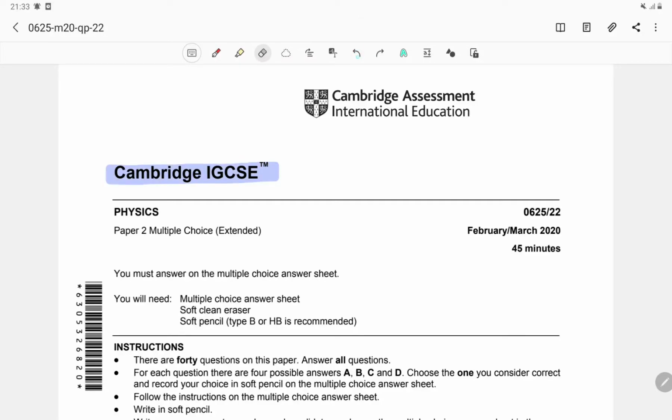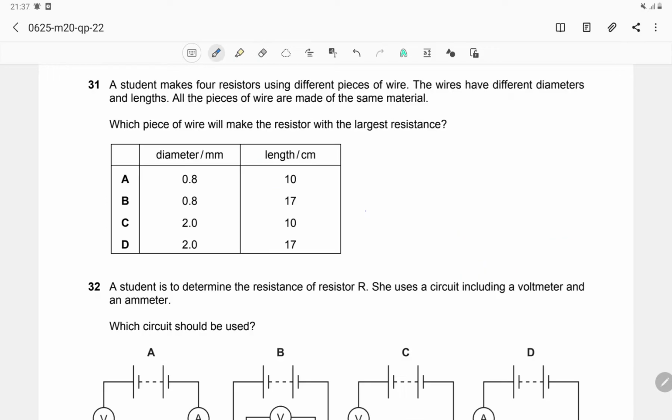Cambridge IGCSE, February-March 2020, Paper 22. Solutions for questions 31 to 35.